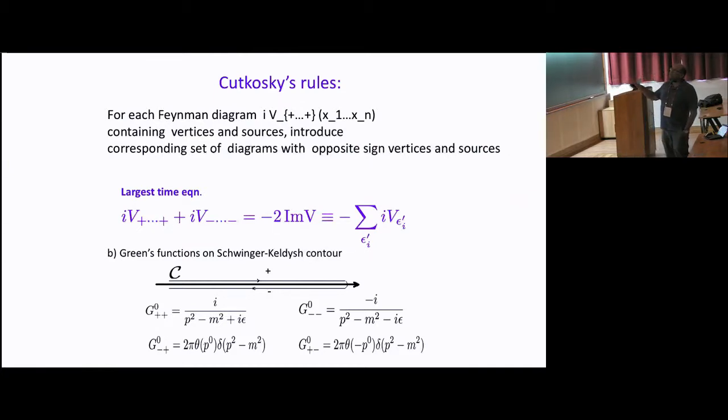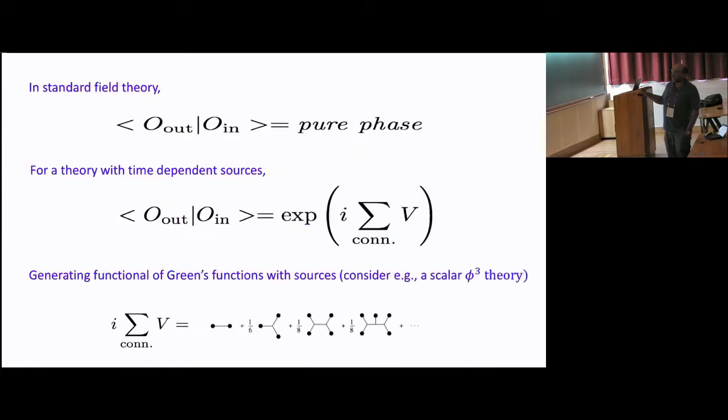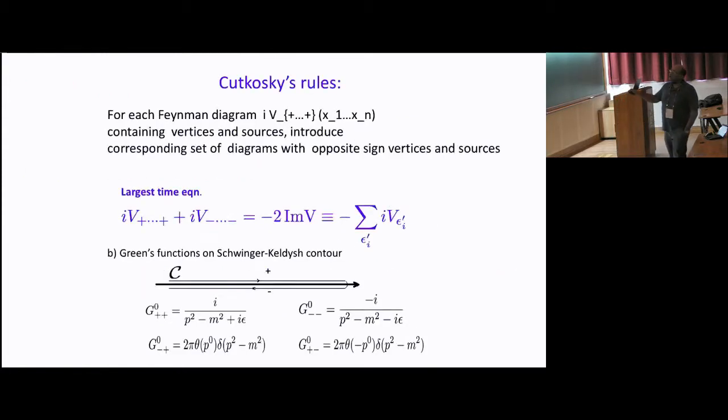So you're looking at a vacuum-to-vacuum graph. I'm looking at this vacuum-to-vacuum graph, which has some arbitrary number of vertices and sources, which are at different points, and they are all connected like this.